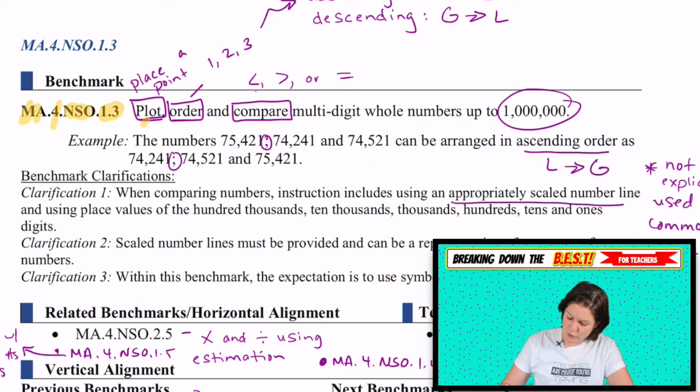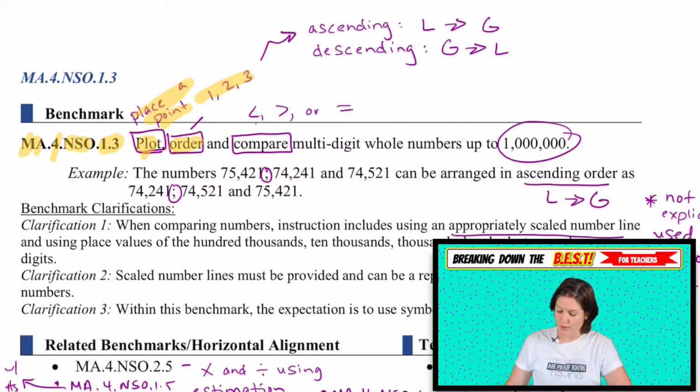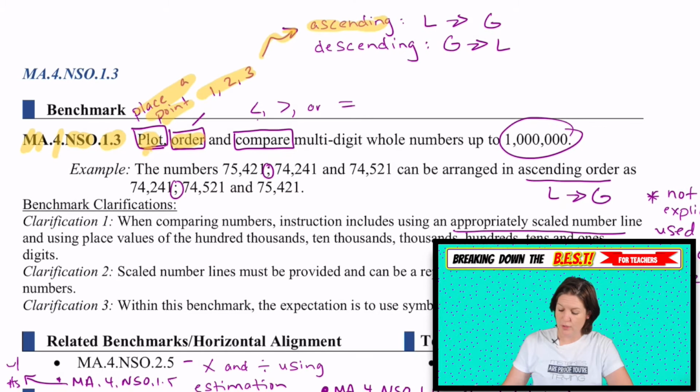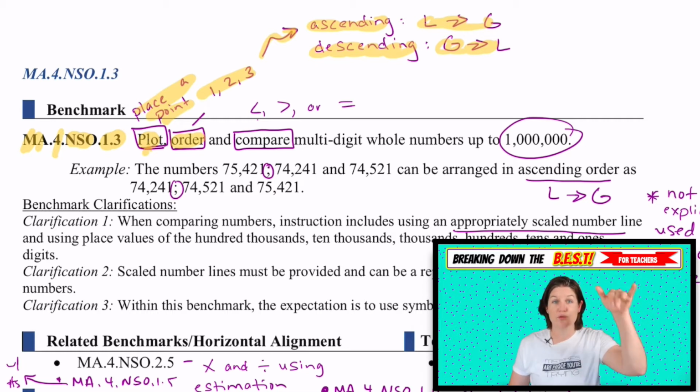So this standard says to plot, which means place a point. We're going to order, which means putting numbers in order from first, second, third, and so on. And there are two ways to order numbers. You can go in ascending order, which is from least to greatest, or in descending order, from greatest to least. Most of the examples that I'm seeing are from least to greatest. However, in all the resources that I've created, I have created examples with descending order as well, just in case.